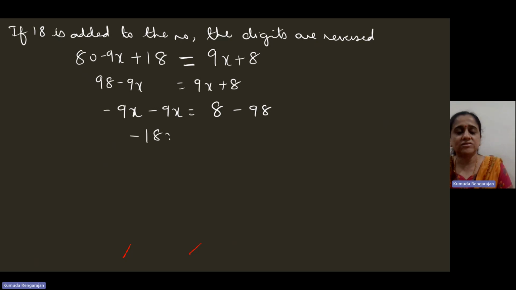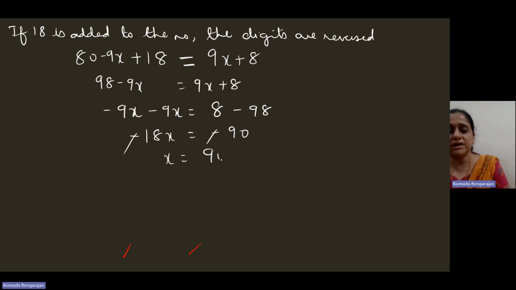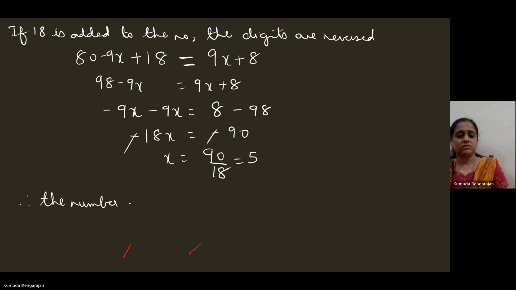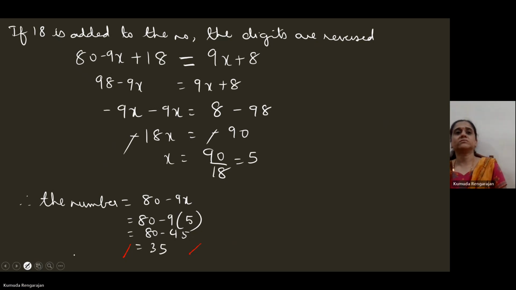So minus 18x is equal to minus 90. The minus on either side you can cancel. x is equal to 90 by 18, which is 5. Now the question is to find the original number. Therefore, the number is equal to 80 minus 9x, which is 80 minus 9 into 5, which is 80 minus 45, which is 35. So the number is 35. All right?